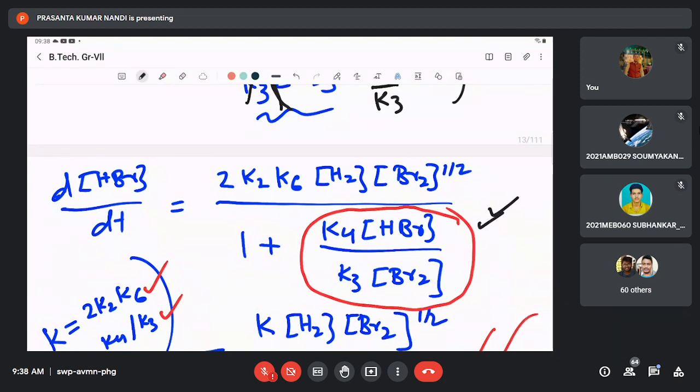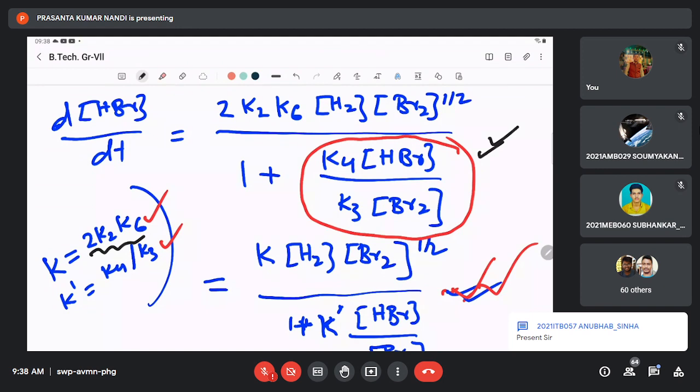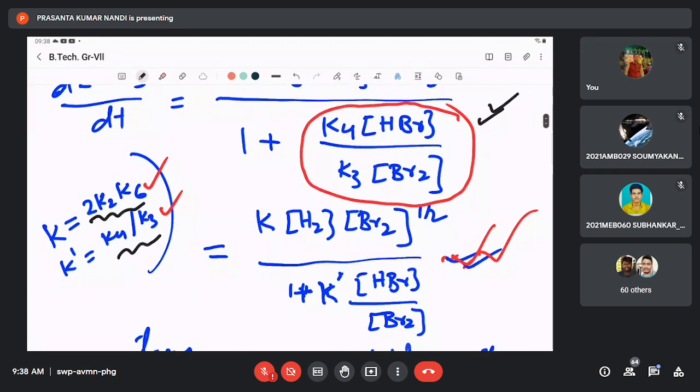And again on simplification, if we collect the product of two rate constants and the ratio of these rate constants as K and K prime, then the right hand side of this equation would be like this: K [H2][Br2] raised to the power half, and in the denominator we write 1 plus K prime times the ratio of [HBr] to the bromine concentration.